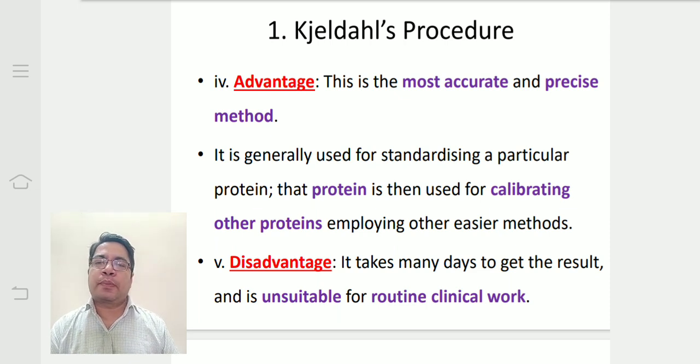Advantage of this procedure is it is most accurate and precise method. It is generally used for standardizing a particular protein. That protein is then used for calibrating other proteins employing other easier methods. Disadvantage is that it may take many days to get the result and is unsuitable for routine clinical work.